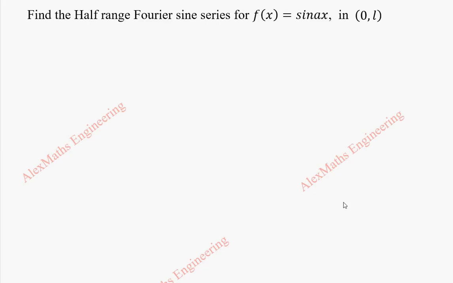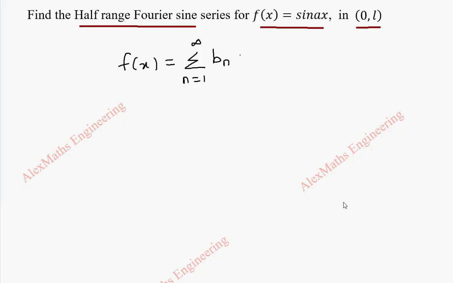In this video, we are going to find the half-range Fourier sine series for the given function f of x, which is sin ax in (0, L). The expansion formula is f of x equal to the summation n equal to 1 to infinity bn sin(n pi x by L).